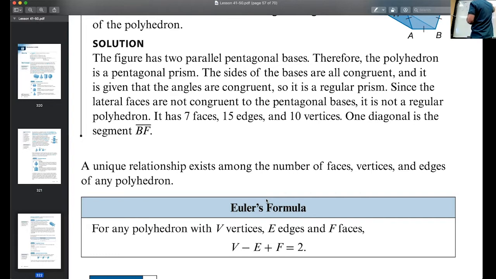So we're solving for F. So we're going to put everything on the other side. So 2 minus V plus E. And now you have a nice equation that you can solve. It's 12 plus 18 minus 2, minus 2 plus 18. All right. Okay.